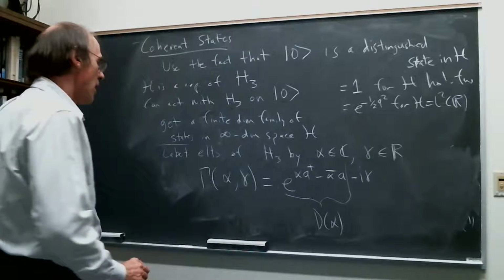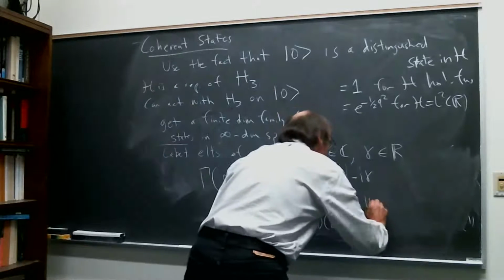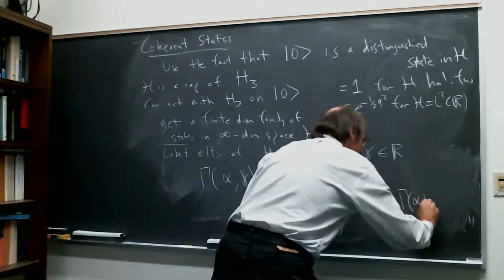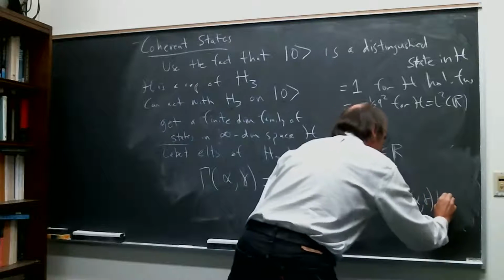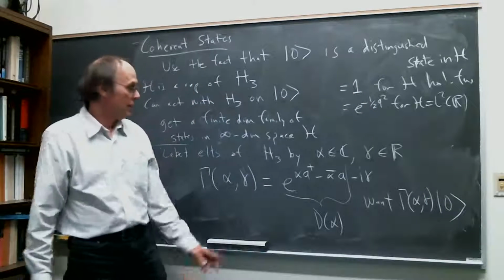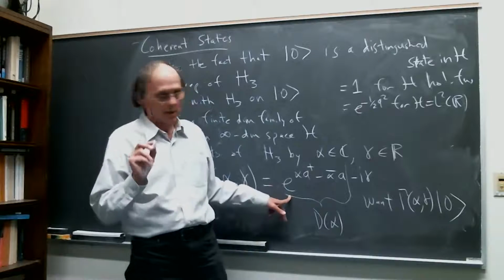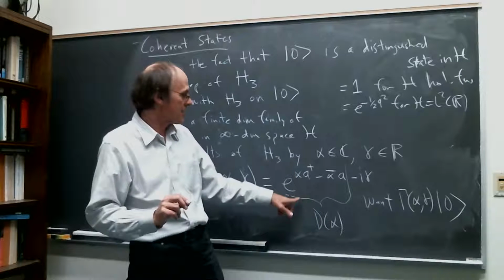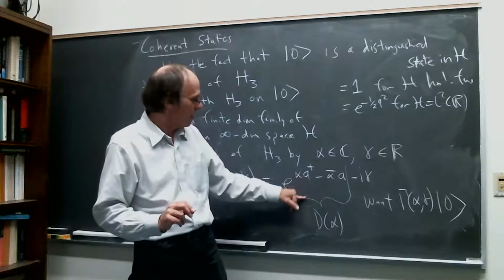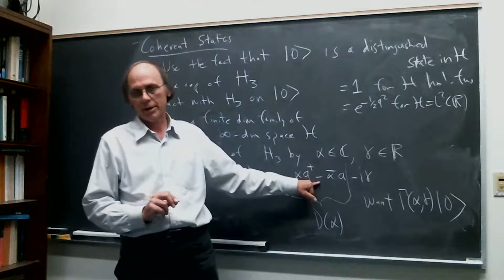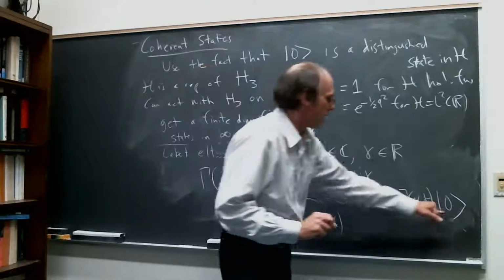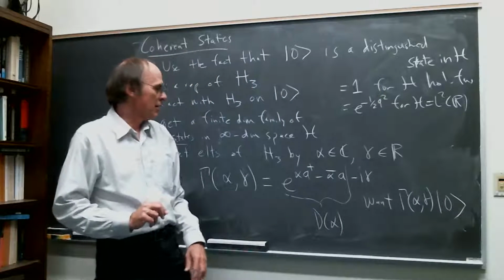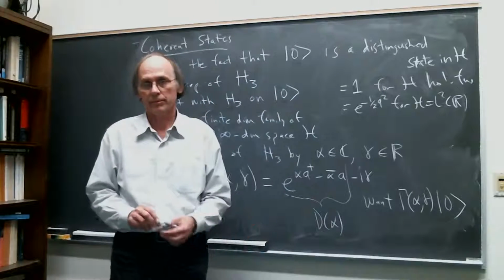Okay, and so what we want is to understand what happens if you apply this to zero. In a much more practical sense than this abstract nonsense, what I'm asking is: if you write down this unitary operator and then apply it to the vacuum, to this distinguished vacuum state, what states are you going to get?